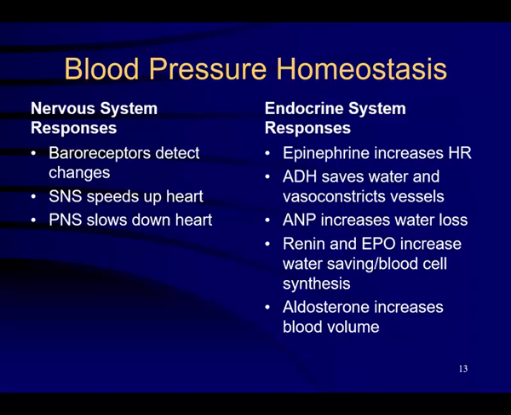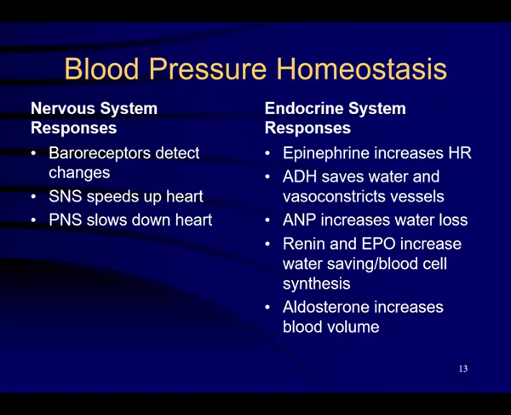ANP is atrial natriuretic peptide. Atrial natriuretic peptide is released from the heart, and it goes through several steps, but essentially ANP makes you pee. If you can remember that, you'll be okay. Renin eventually will cause the release of aldosterone. Aldosterone saves sodium, which saves water. So renin eventually makes you save water.